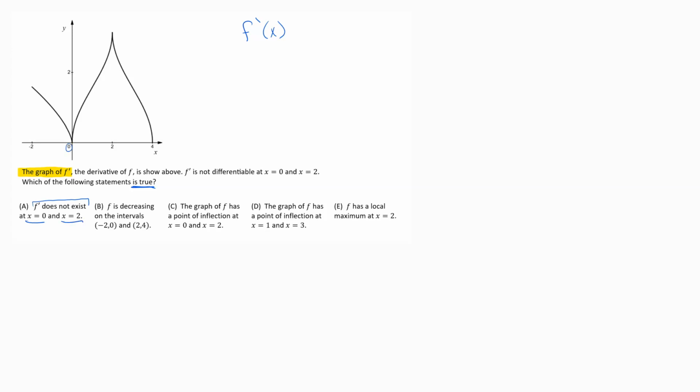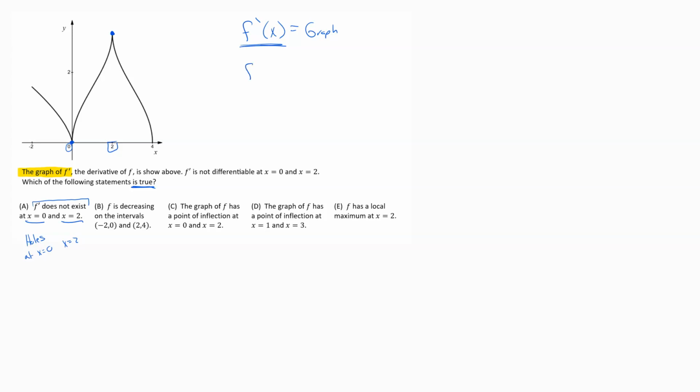Well, if I look at this, this is the graph of the derivative. And if it was not going to exist, I would want to see holes in the graph at x equals 0 and x equals 2, because that's what it would mean for this derivative graph to not have a value. Well, I can see that at 0, I do have a dot there, and at x equals 2, I do have a dot there. So the derivative does exist at those points.